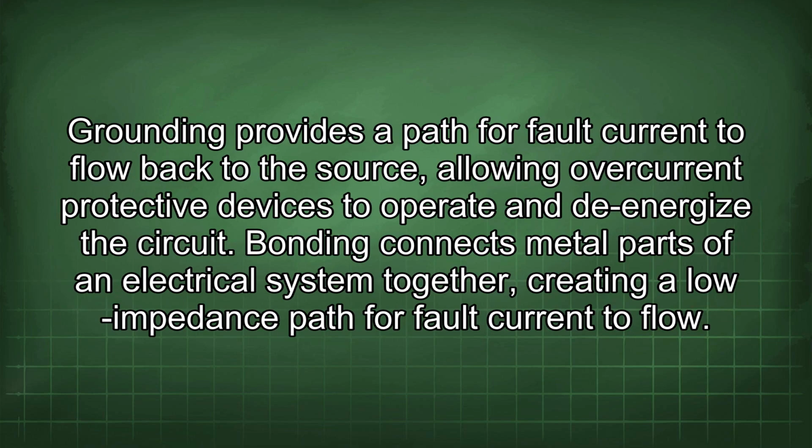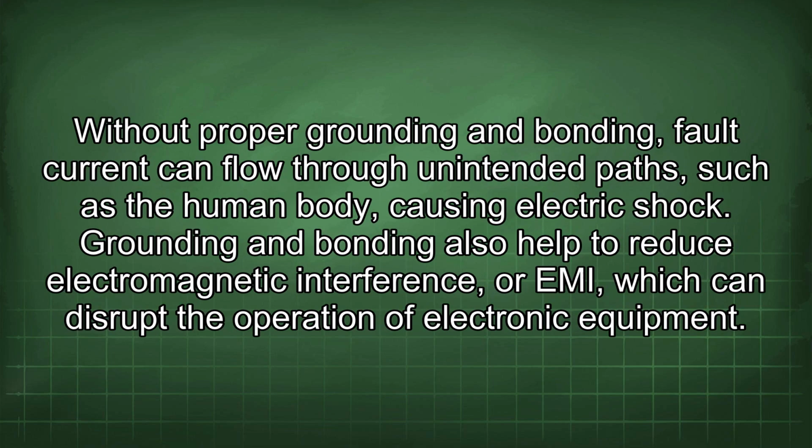Grounding provides a path for fault current to flow back to the source, allowing overcurrent protective devices to operate and de-energize the circuit. Bonding connects metal parts of an electrical system together, creating a low impedance path for fault current to flow. Without proper grounding and bonding, fault current can flow through unintended paths such as the human body, causing electric shock. Grounding and bonding also help to reduce electromagnetic interference, or EMI, which can disrupt the operation of electronic equipment.